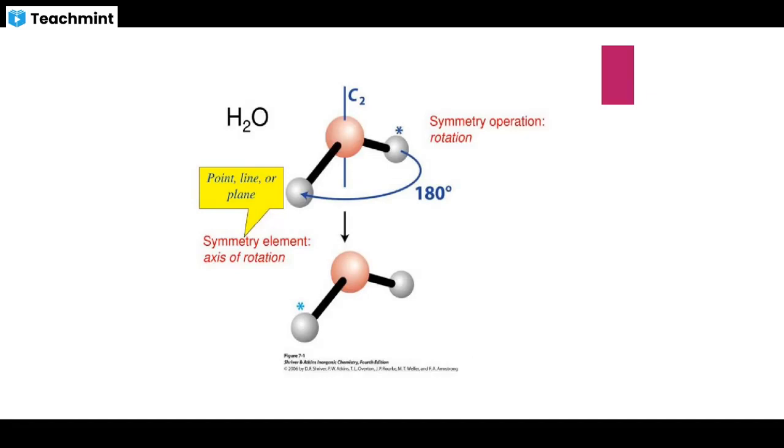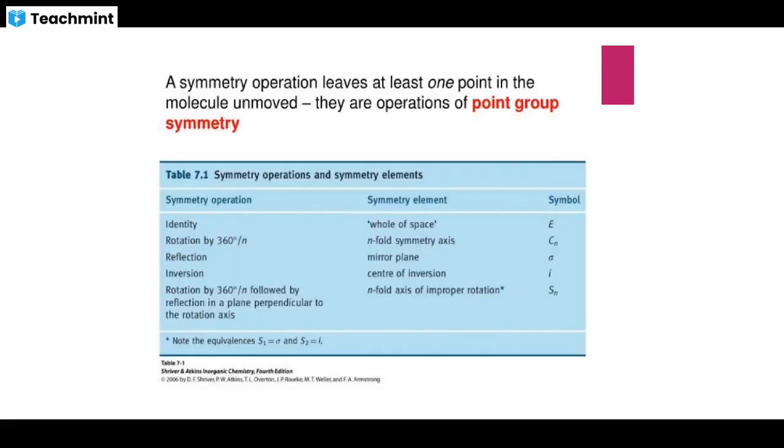And here, C2 rotation. So the rotational axis is denoted by Cn. The n denotes by which angle you rotate, so 360 divided by n. C2 means 360 divided by 2, equal to 180 degrees. As I said, a symmetry operation leaves at least one point in the molecule unmoved. That's why they are called point groups.